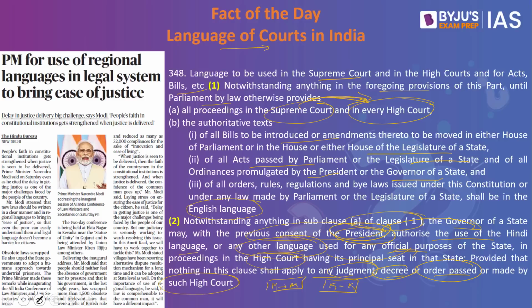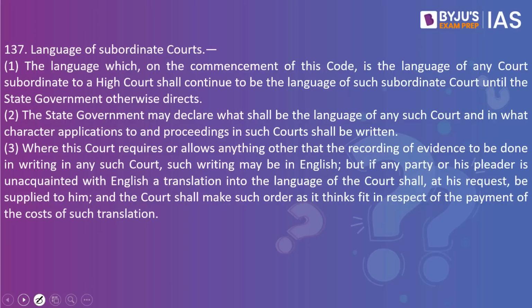Now what about the district courts? If we speak about the district courts, the language of the subordinate courts, where is it? You have to refer to section 137 of the CPC. What does it say? The state government may declare what shall be the language of any such court and in what character applications and proceedings in such courts shall be written. This basically means that the state government would be able to define which will be the proceedings language in the lower court, in the subordinate court.